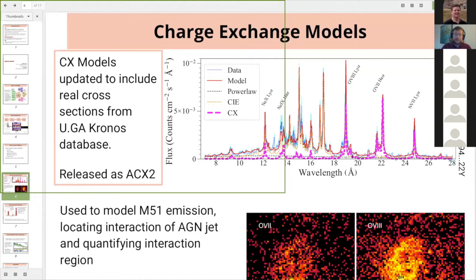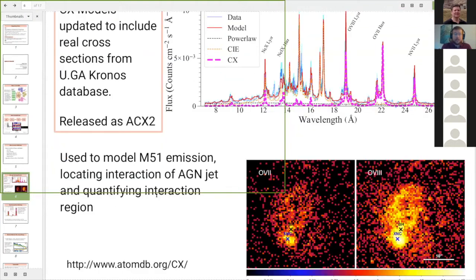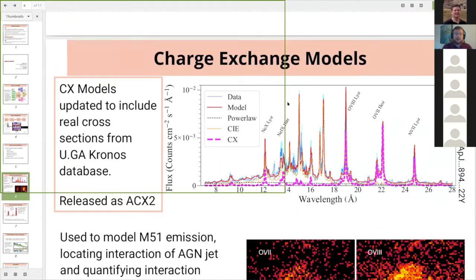And this has been implemented in one of our Python routines, which you can now use in XSpec as a model. And this has been used successfully to model the M51 jet region. You can see here is where the black hole is, and there's a bright cloud here, and it's the jet interacting with the cold gas, giving distinctive charge exchange lines, which are shown here, and it's the oxygen with the pink lines here. So this is available, you can use it, it works.